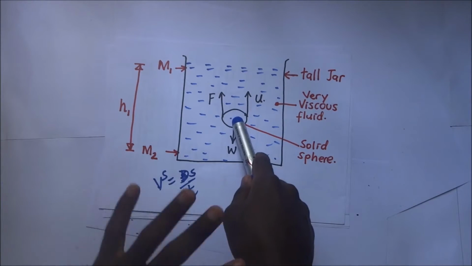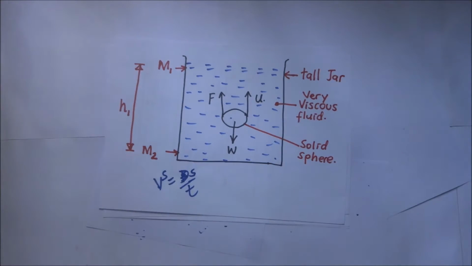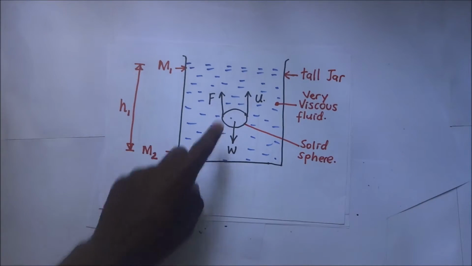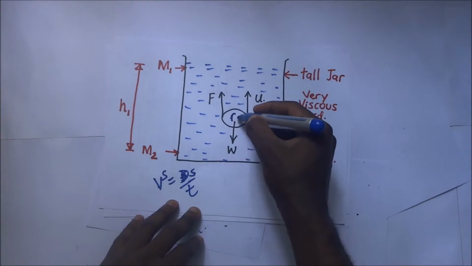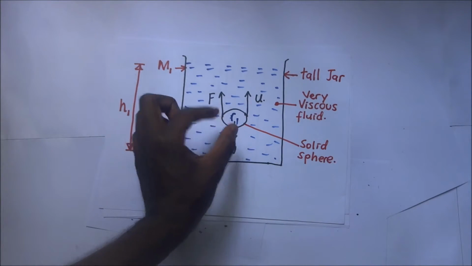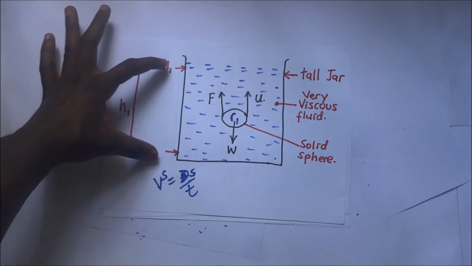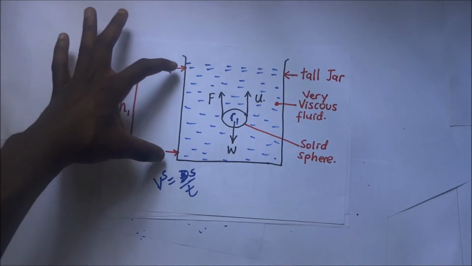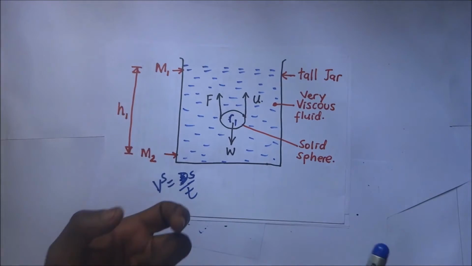It means that we have different solid spheres of different radii. Maybe this is radius R1. You get a ball of radius R1, you drop it through, and you find the terminal velocity by getting your stop clock.